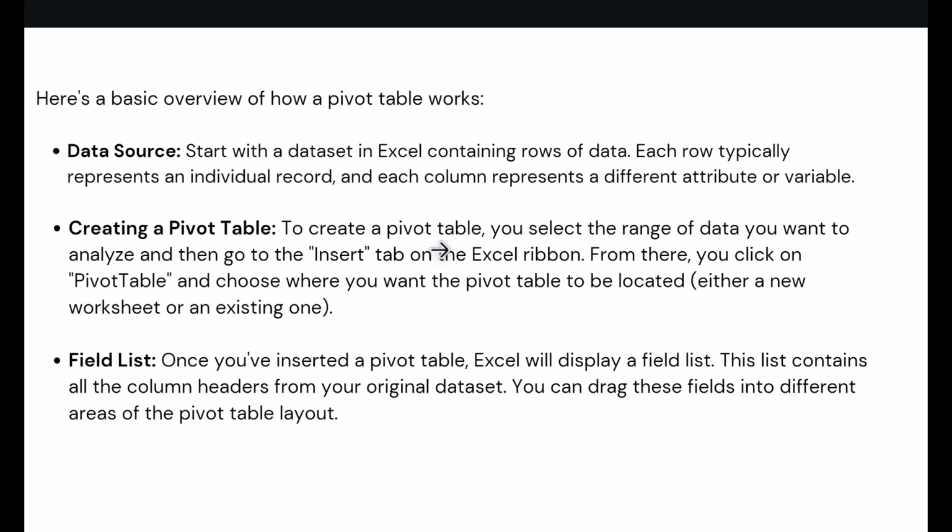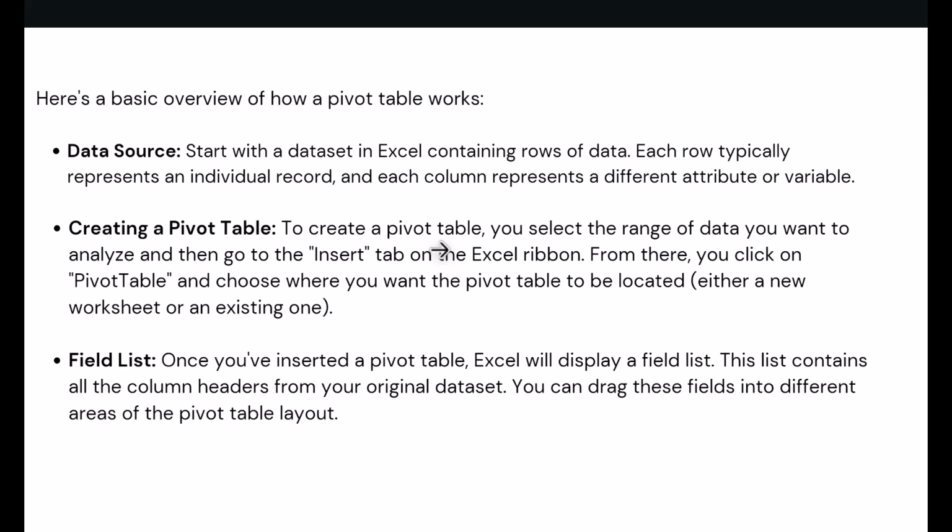Now we also have what is called a field list. Once you've inserted a pivot table, Excel will display what is called a field list. We are quickly going to see that now. This list contains all the column headers from your original dataset. Please take note, the field list contains all your column headers. Your column headers is the first row.